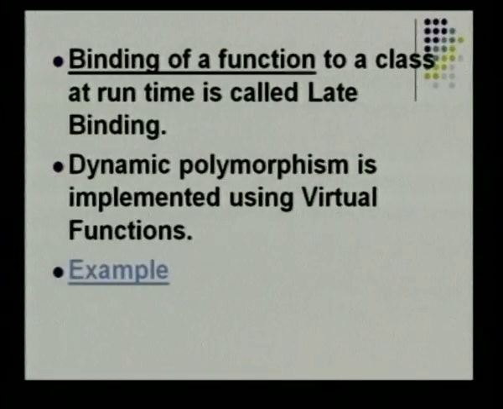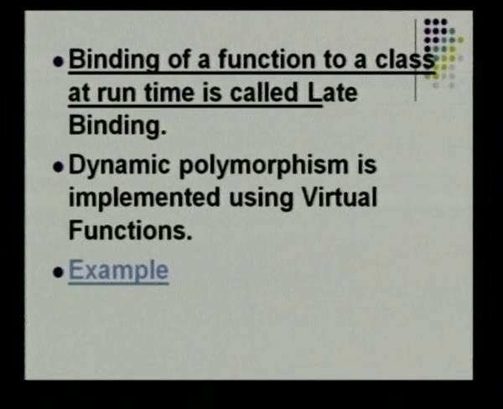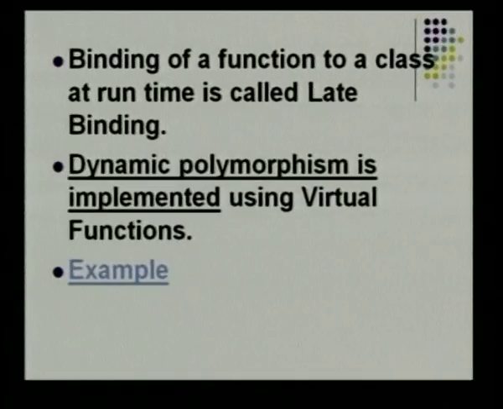But if it is going to bind only during the execution of the program, that is called late binding or dynamic binding. Like you have dynamic memory allocation, like that dynamic binding. And dynamic polymorphism is normally implemented using virtual functions. Virtual function is a concept which we will have to study after we study about inheritance. So, we will see an example why virtual functions are required to implement this dynamic polymorphism.